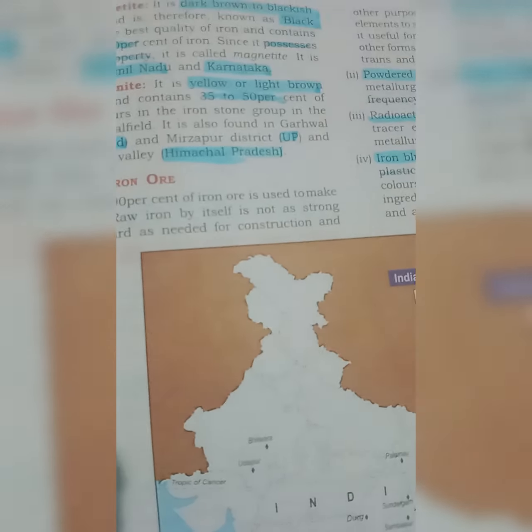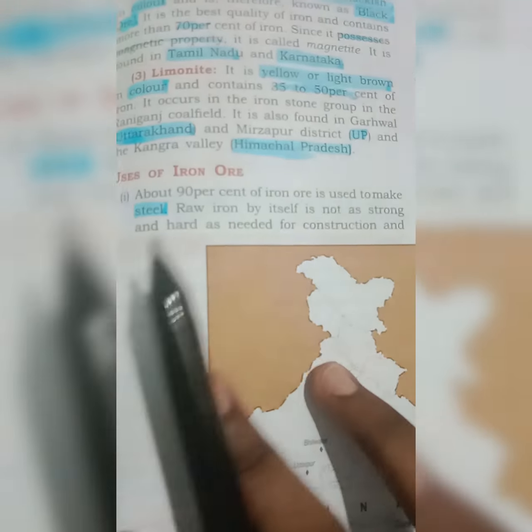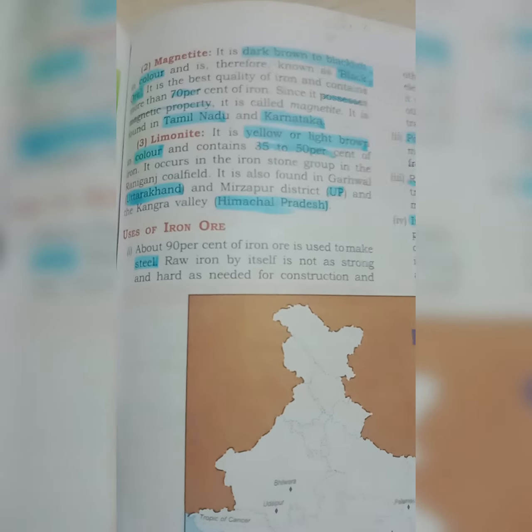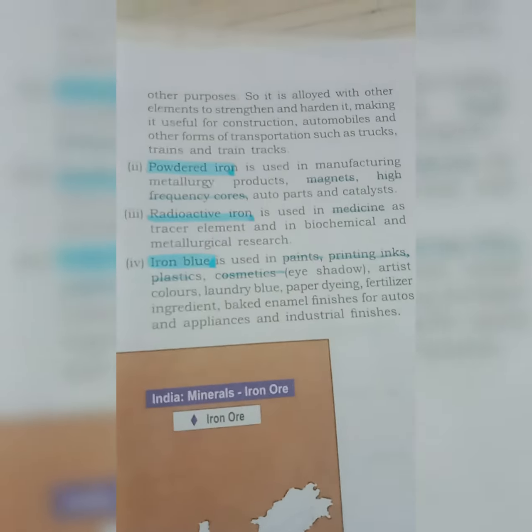According to the syllabus, we should learn the basics, then the uses and their distribution. About 90% of iron ore is used in making steel. Basic thing: you should remember just this one point and learn to elaborate on it. Iron ore is a raw material.